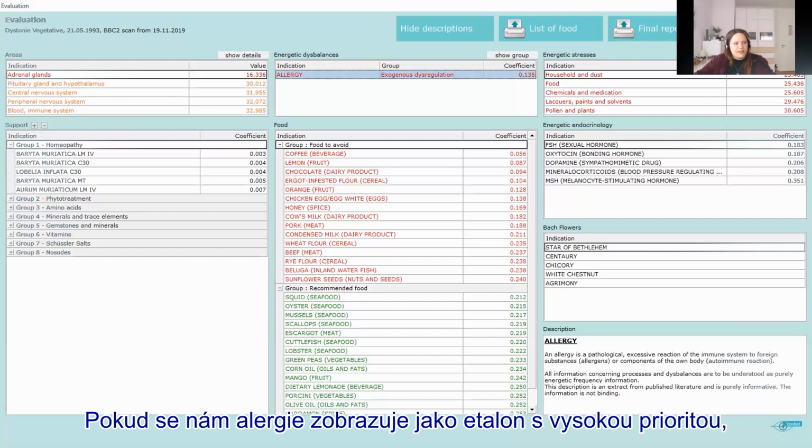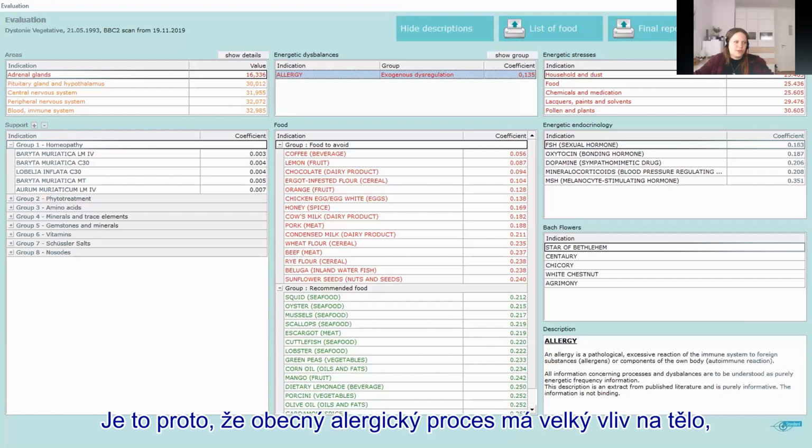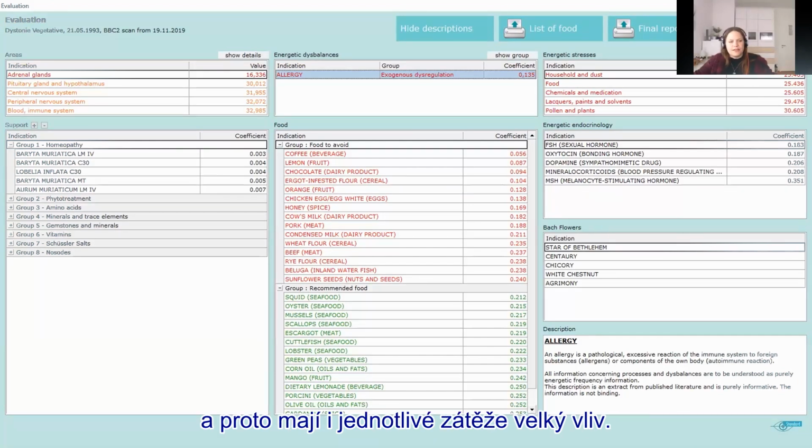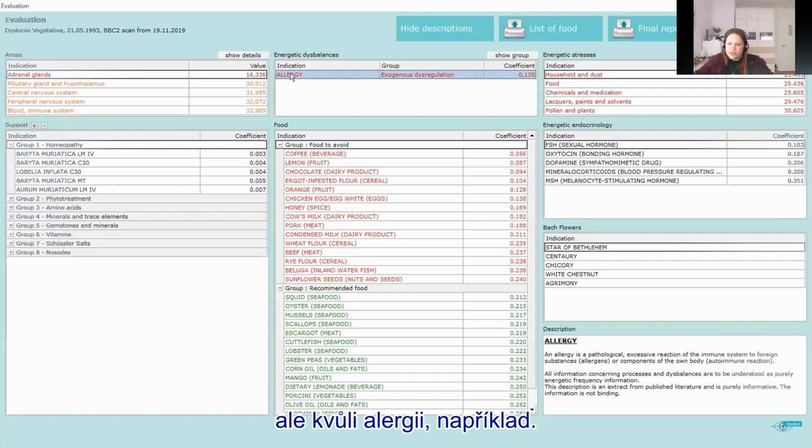If allergy shows as a high priority etalon, it can also explain why so many stresses may show, like in this case. It is because this general allergic process is affecting the body significantly, and thus individual stresses are having a high impact. So this is why we have a long list of stresses, not because of the stresses themselves, but because of the allergy, for example.